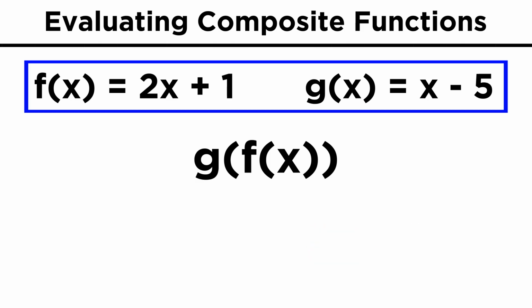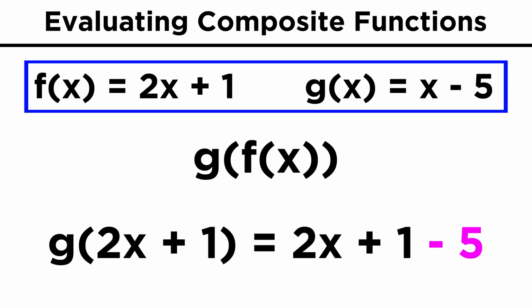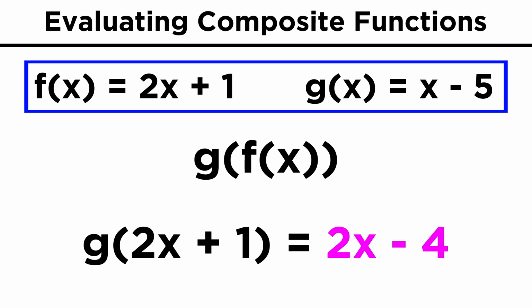We can also find g of f of x, and it will be totally different. We put 2x plus 1 in for x in the g of x expression, and all we need to do is then subtract 5 to get 2x minus 4.